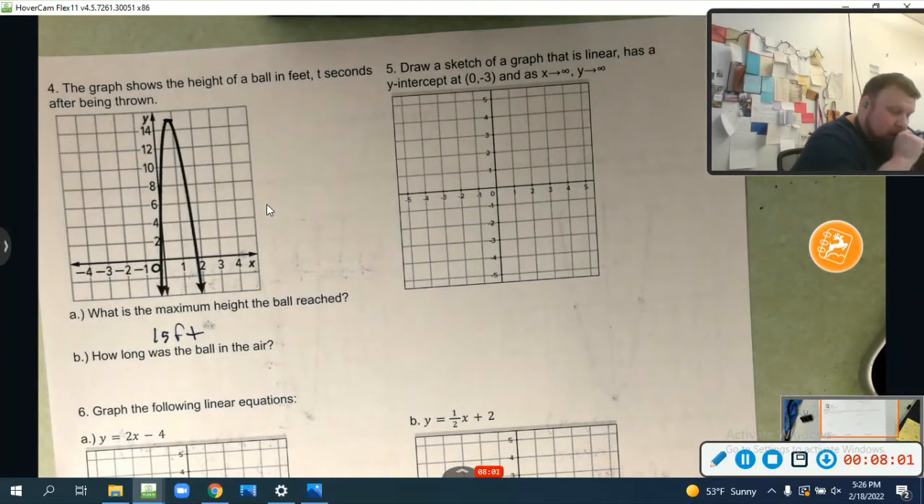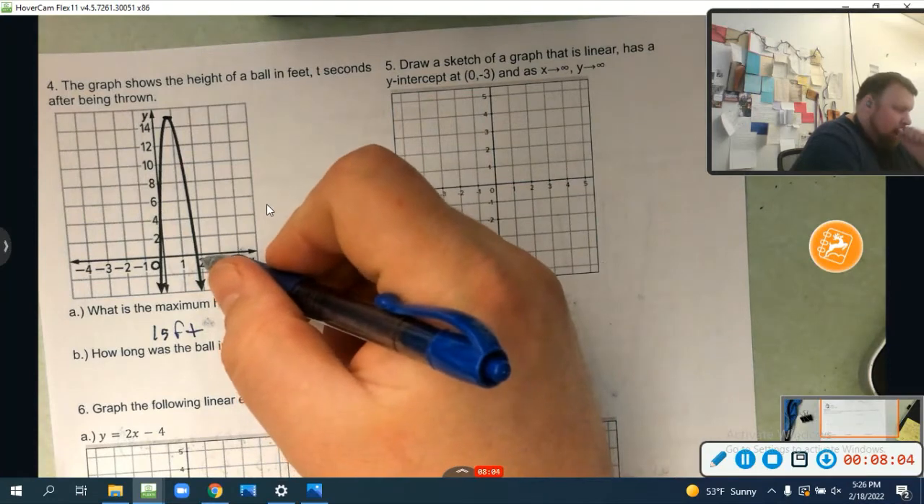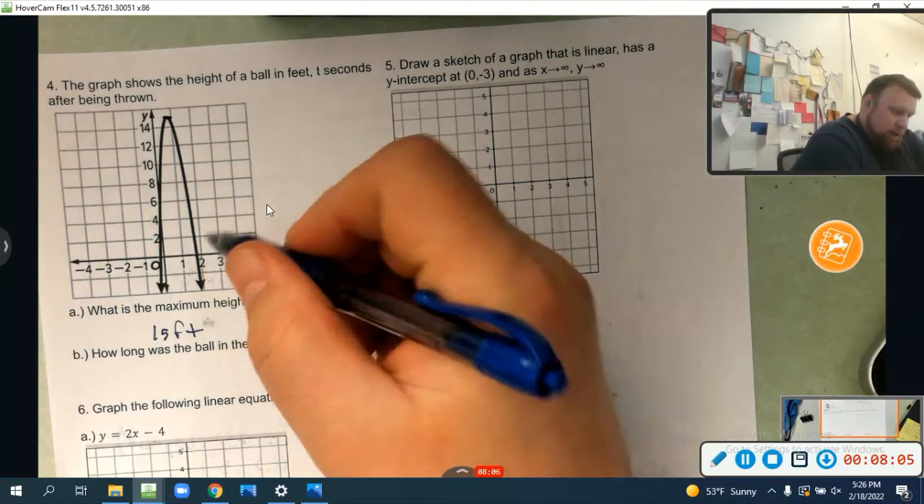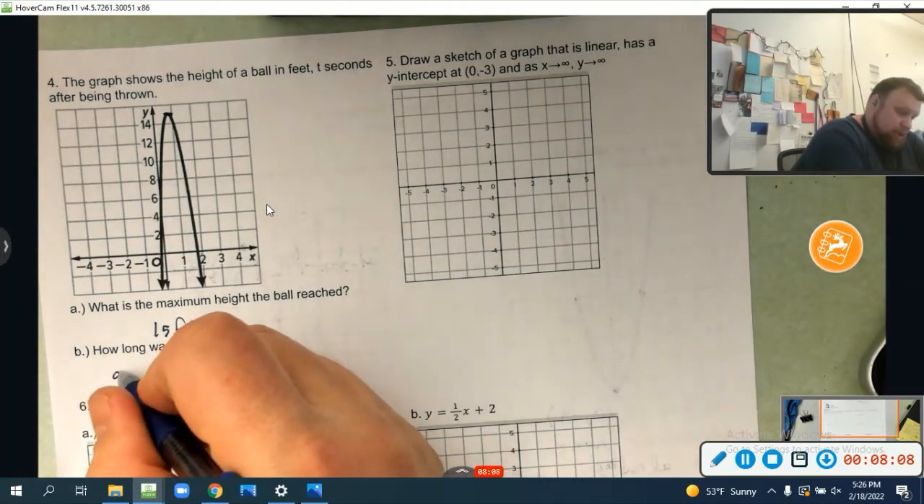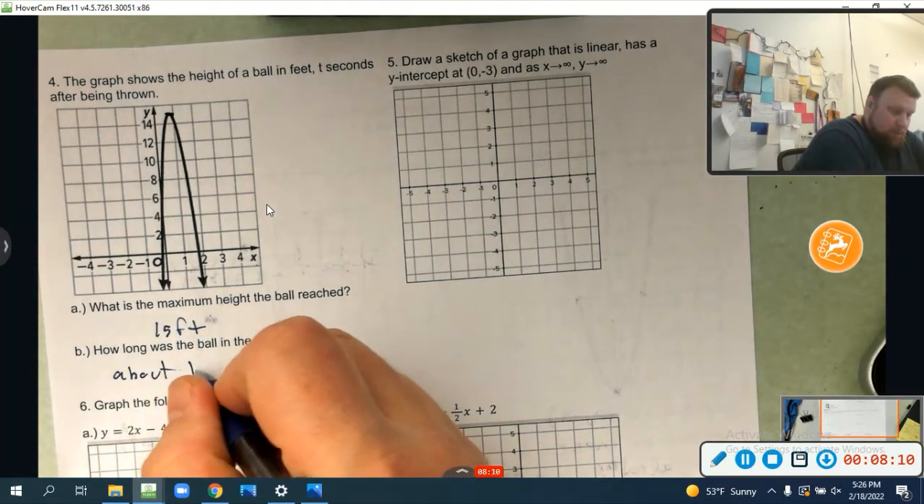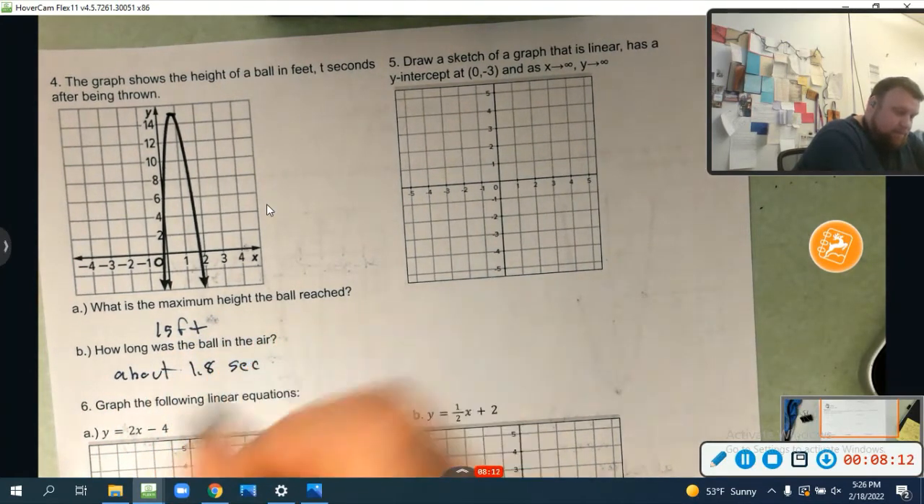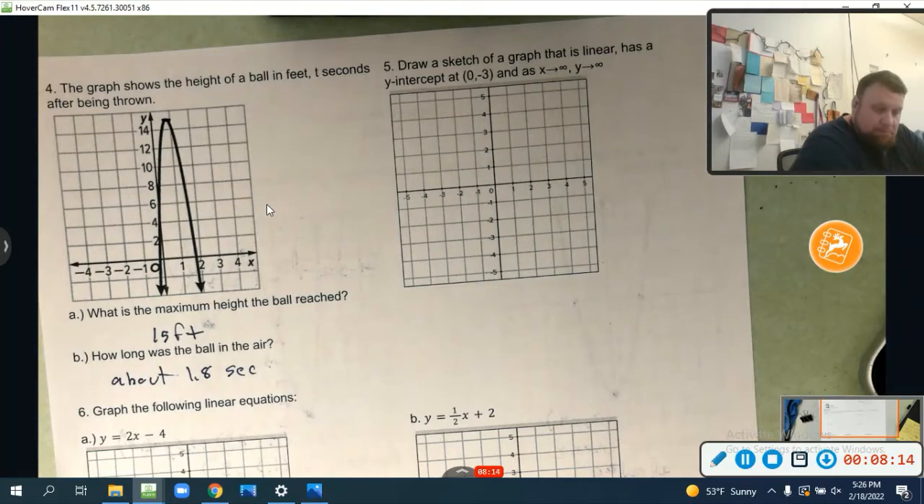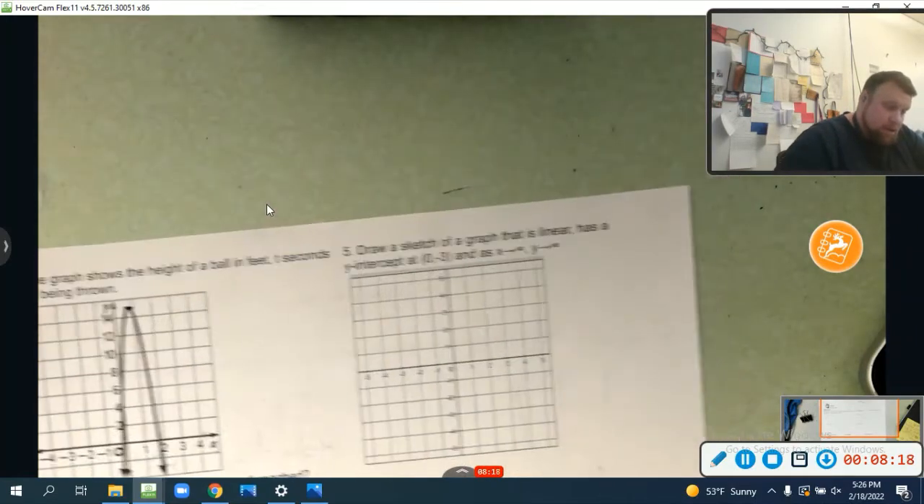How long was the ball in the air? Well, it came down here. That looks like about 1.8 seconds. So I would say about 1.8 seconds. Looks good. Okay. What is this one?